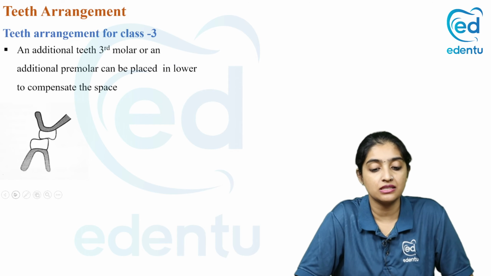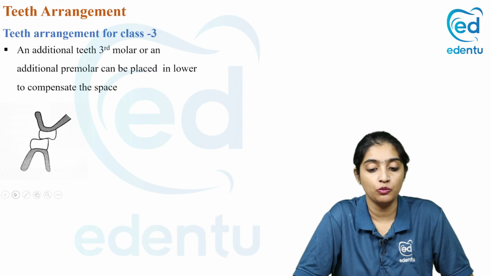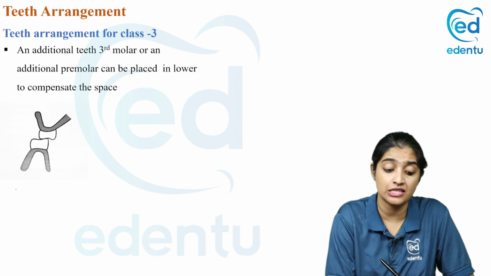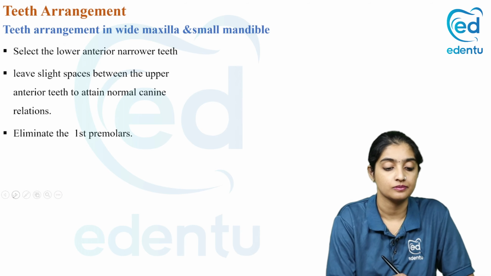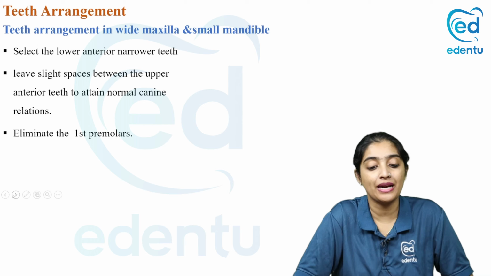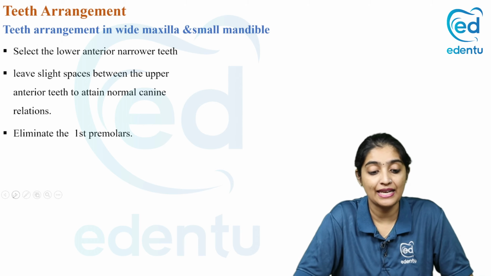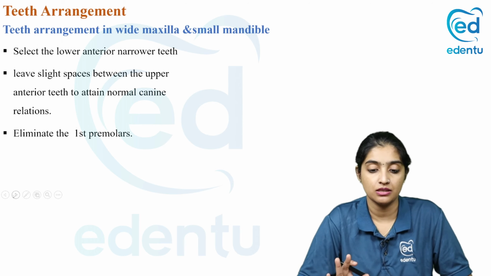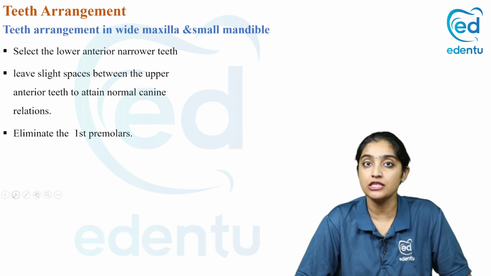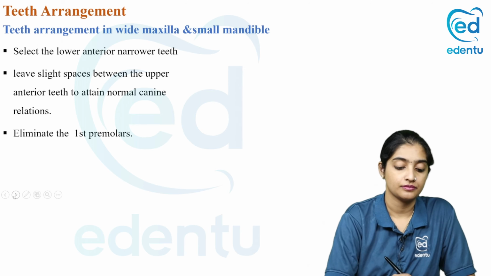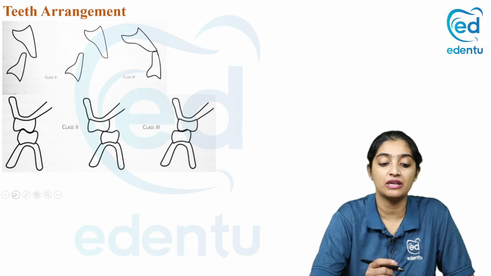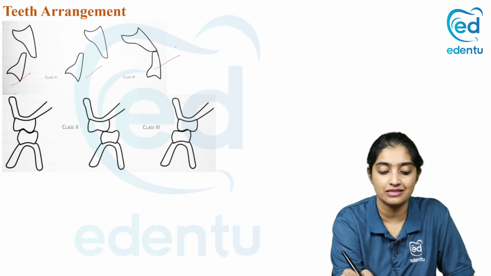In a class 3, an additional tooth, the third molar or an additional premolar, can be placed in the lower to compensate for the excess space availability in the mandible. Now, select the lower anterior teeth with a narrower tooth set, leaving slight spaces between the upper anterior teeth to attain a normal canine relationship. Eliminate the first premolars in a wide maxilla and a small mandible. So, this is how the anterior and the posterior arrangement will come for a class 1, class 2 and a class 3.